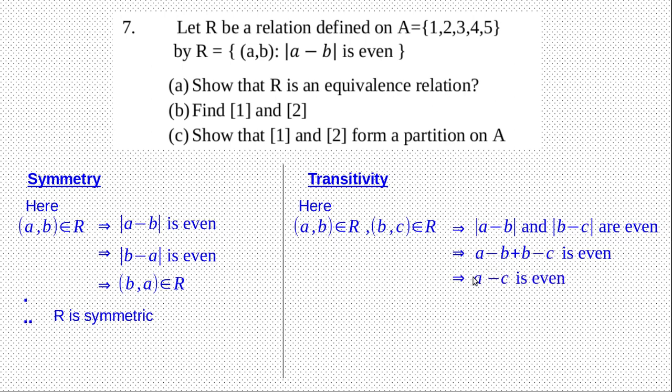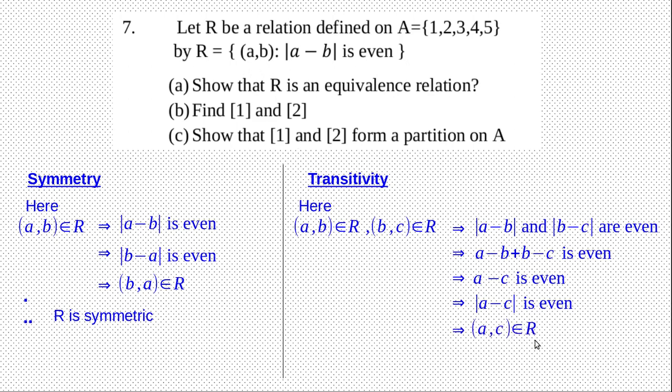Since a minus c is even, its magnitude, its absolute value, is also even. That implies mod a minus c is even. When mod a minus b is even, (a, b) belongs to R. Hence, when mod a minus c is even, the ordered pair (a, c) belongs to R.